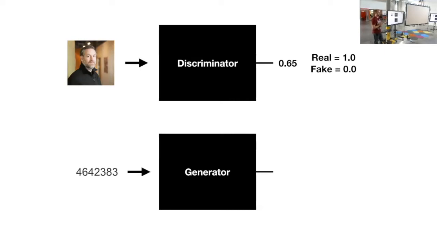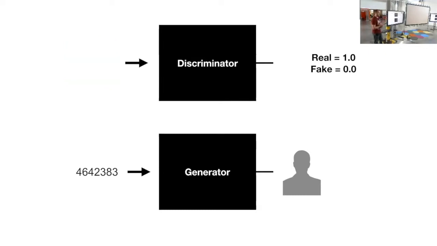Then you have the generator. What the generator does is it takes a completely random number as input, and as output, it produces a photo, which is kind of cool. At the very beginning, this won't be a convincing photo, but it'll be a 2-dimensional array of pixels. Then, as part of the training, you give that photo to the discriminator.